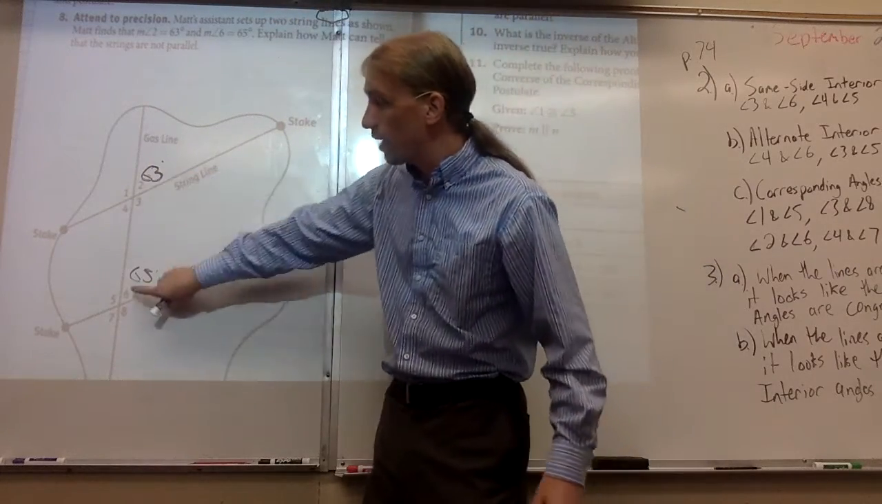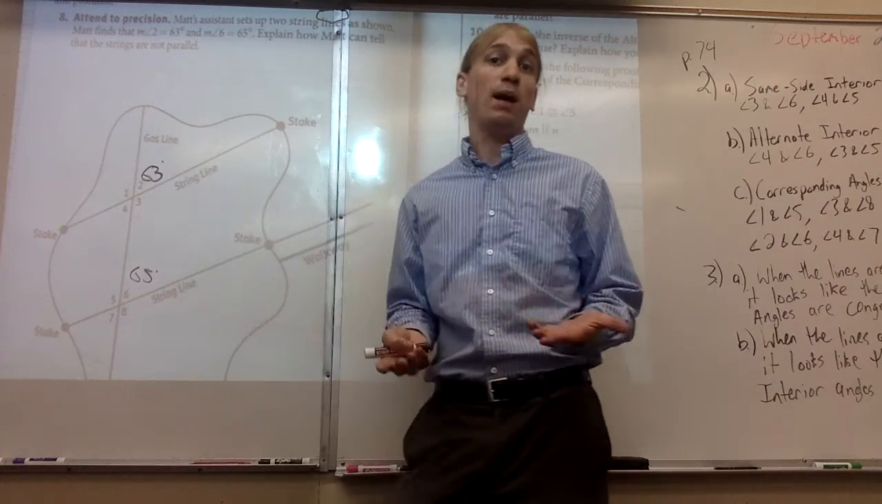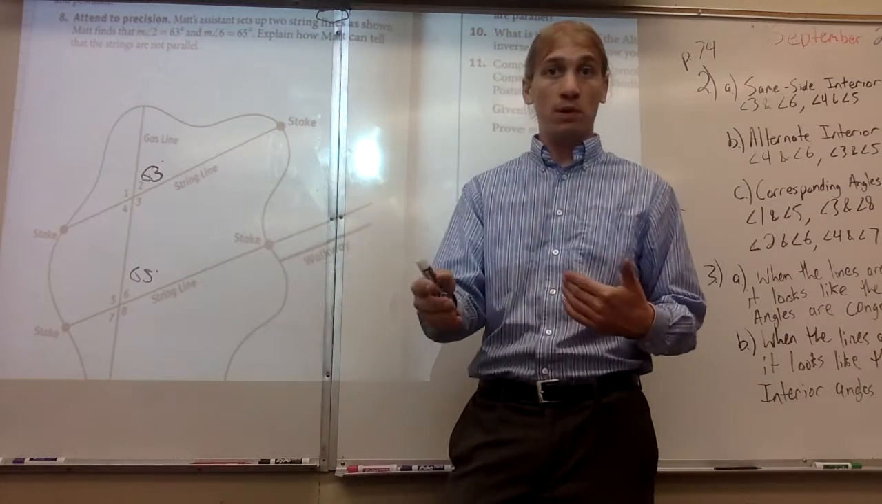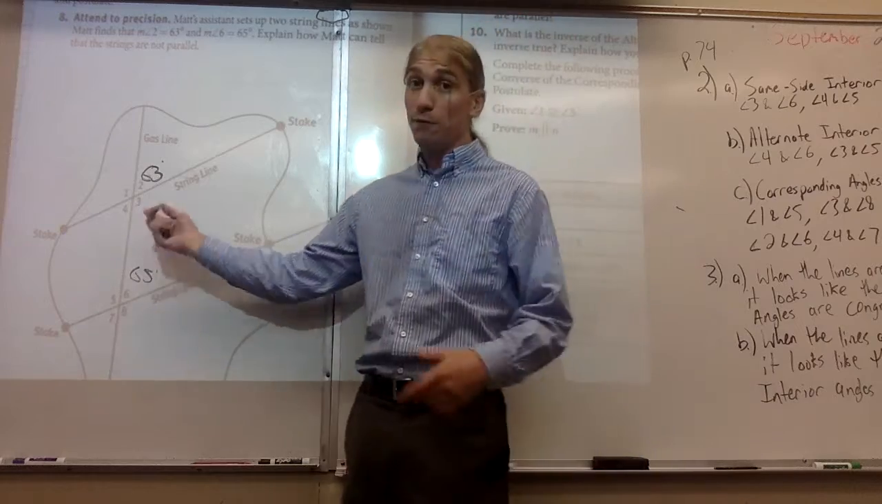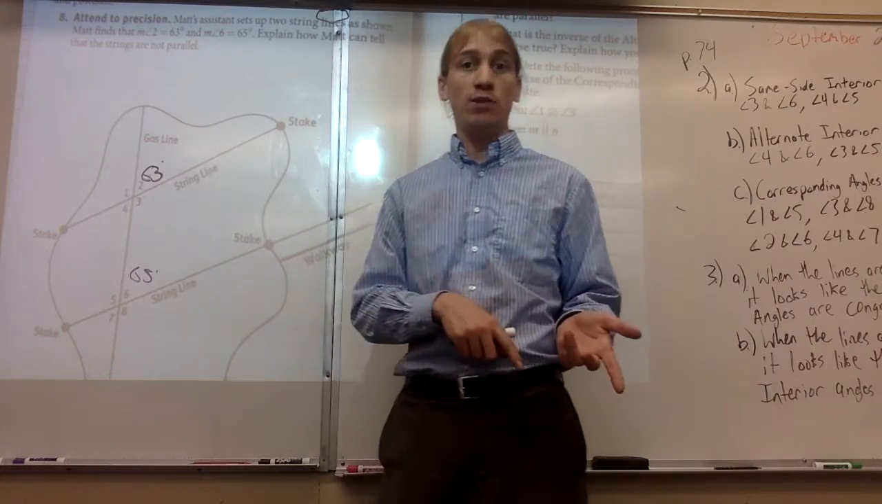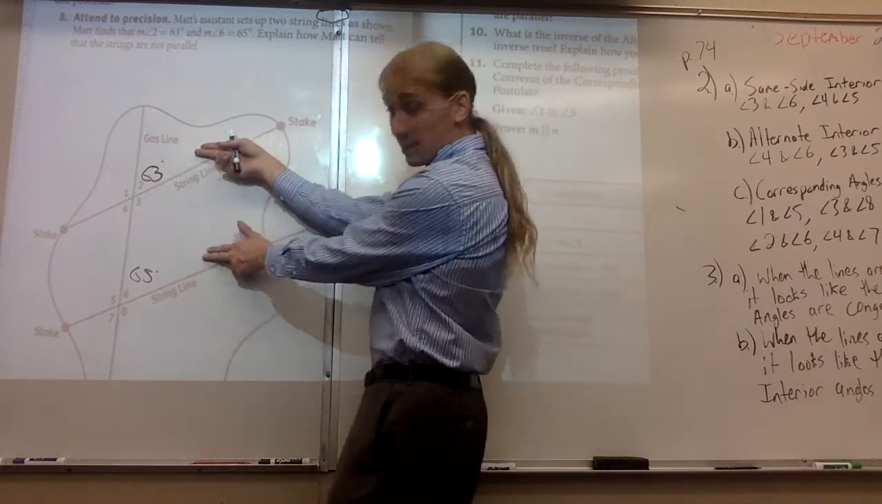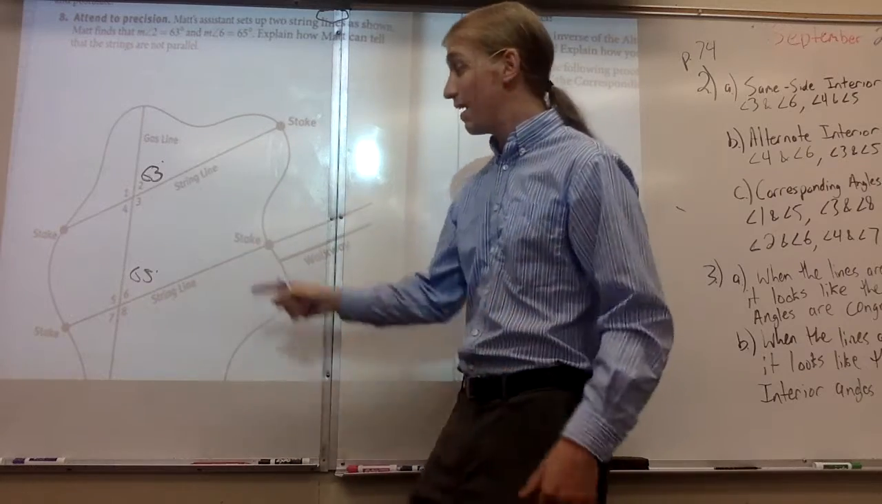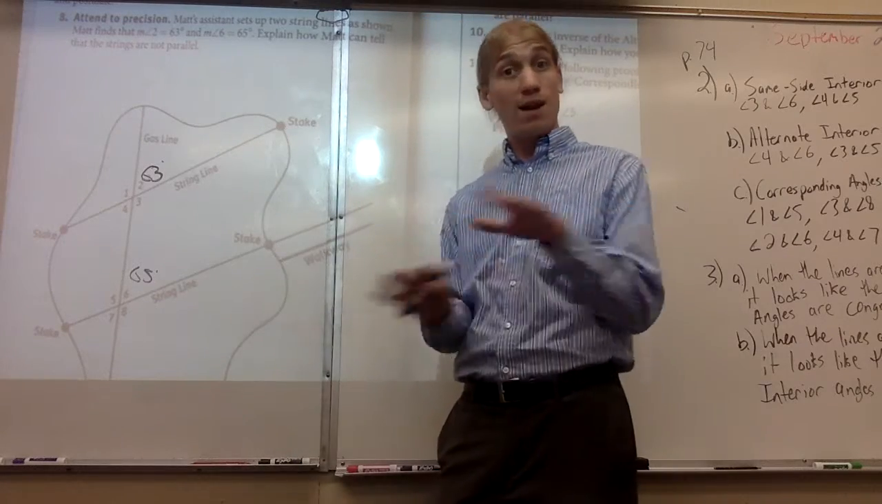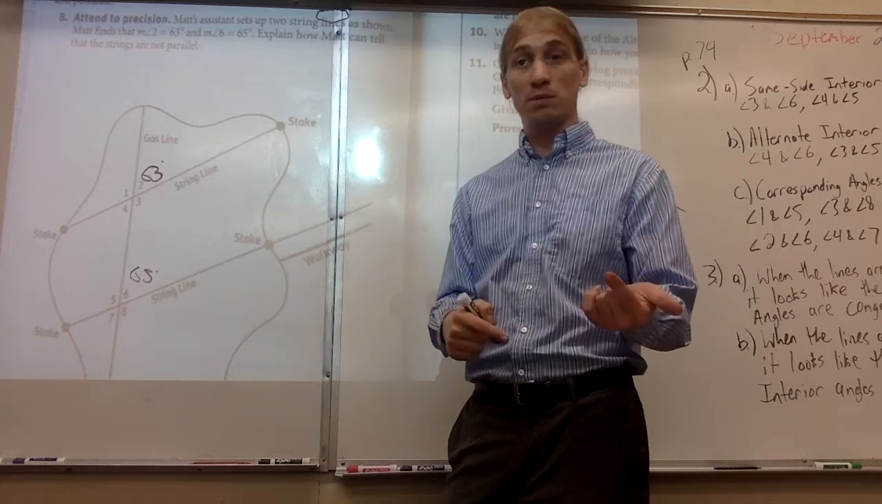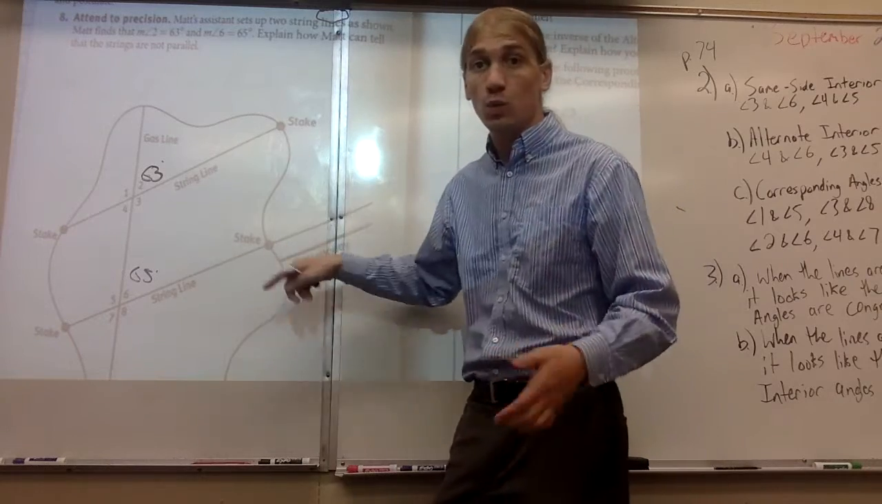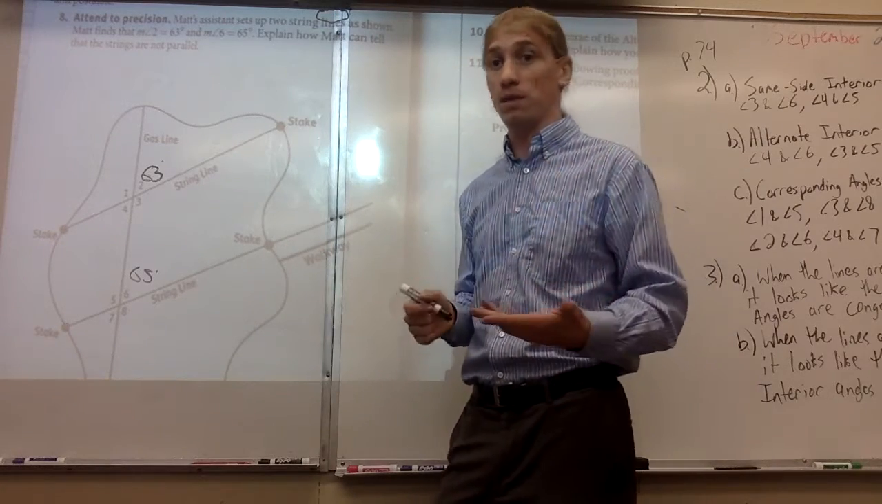Well, angle 2 and angle 6, we would call them corresponding angles. And so far up to this point in the book, what we've realized is if corresponding angles are congruent, then the lines are parallel. So when we look at this situation, hopefully we can see that the corresponding angles here are not congruent. So it seems reasonable to conclude that the lines would not be parallel.